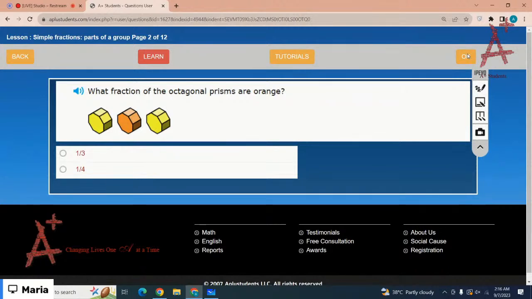What fraction of the octagonal prisms are orange? So, which is the correct option? The correct option is one out of three. You can see you have a total of three prisms, just one of them is orange, right? So, it would be one out of three prisms are orange. The correct option is option number one, that is one out of three.